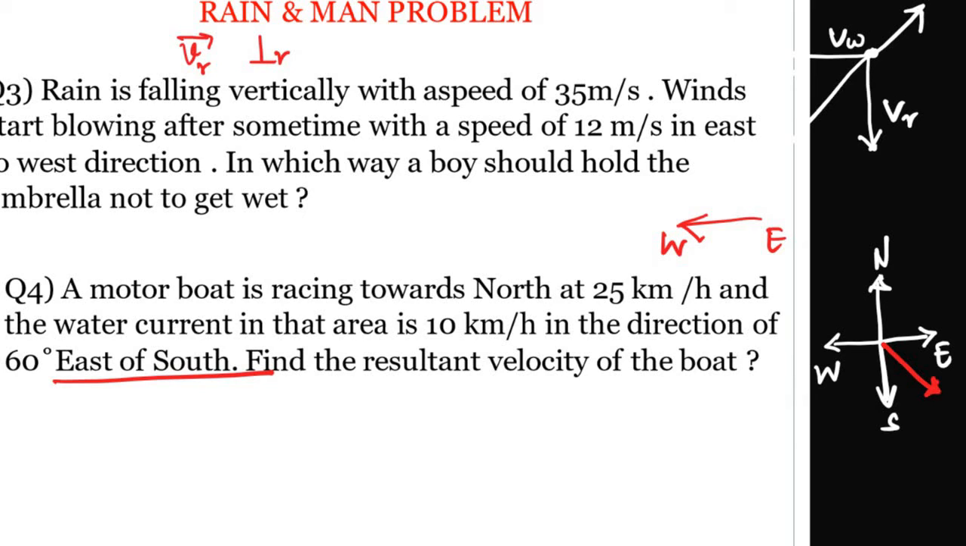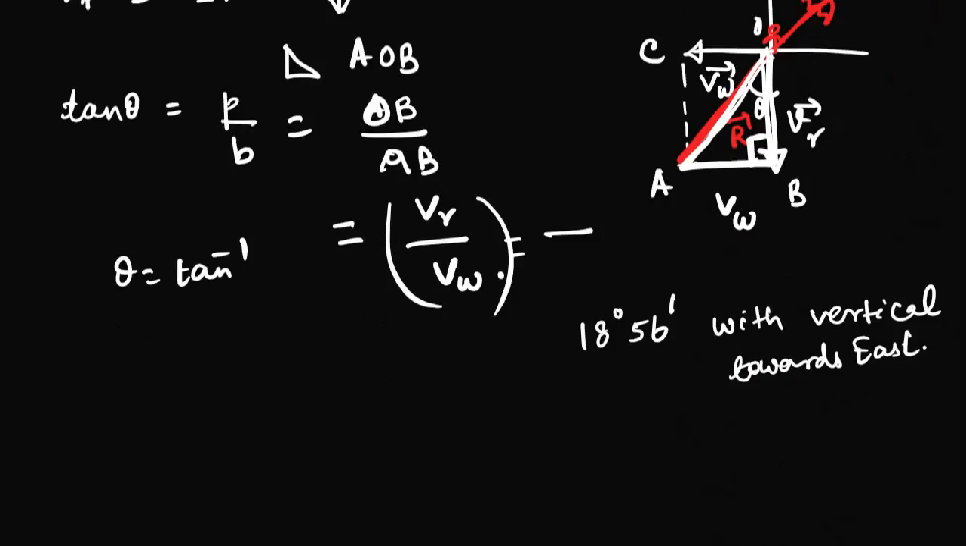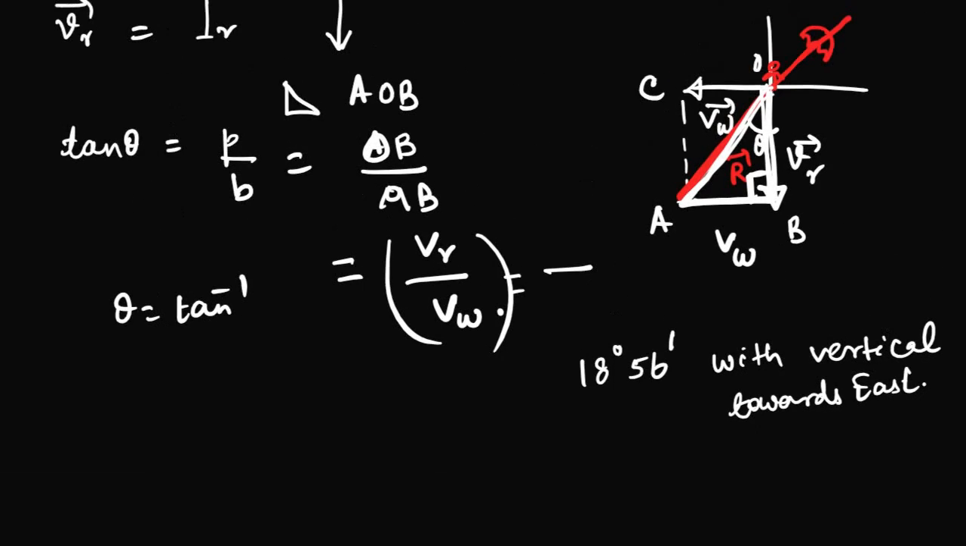East of south. So the movement is like this. The red line emphasizes 10 km per hour. The white line emphasizes 25 km per hour. So I am drawing it again so that there will be no issues afterwards. Okay, so let's draw it.